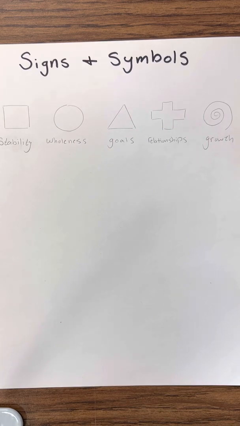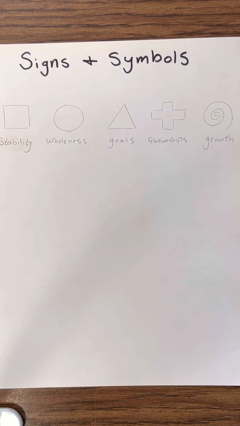A cross, while it may represent relationships, it can also represent balance. And the spiral that we see here is not just represented through growth, but it can also be energy, truth, change, a serpent like a snake, or wind as its representations.